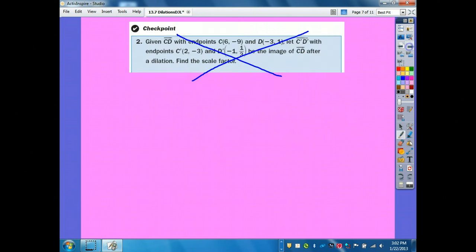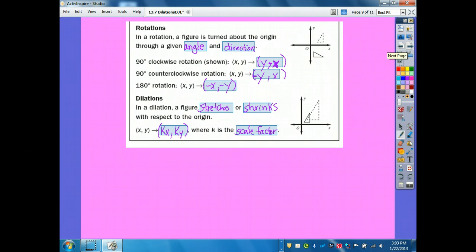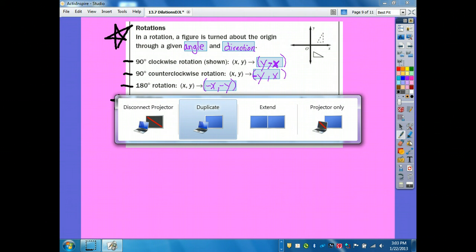Cross that out, and then this is just a summary of what we've gone over. Here's the translations. You can fill those in. That tells you the transformations. Then on this page, they give you the little summary on the rotations and what we do for the 90s and the 180s. And down here, the dilations. And your worksheet, I will hand out right now. I need an extra little graph.